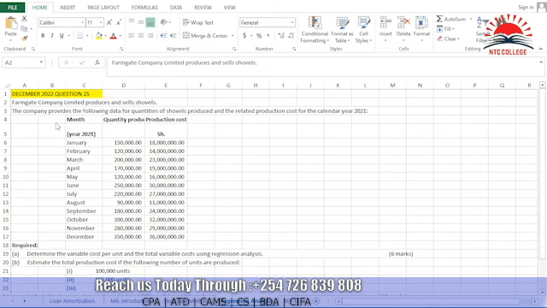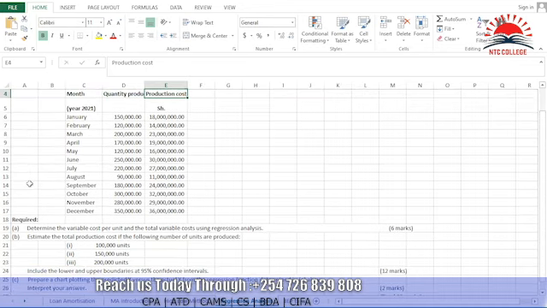All right, so the question talks of a company called Farmgate Company Limited, which produces and sells shovels. Then we are told that the company has provided the following data for quantities of shovels produced and the related production cost for the calendar year 2021. We have the months from January to December, and then we have quantity produced and production cost.